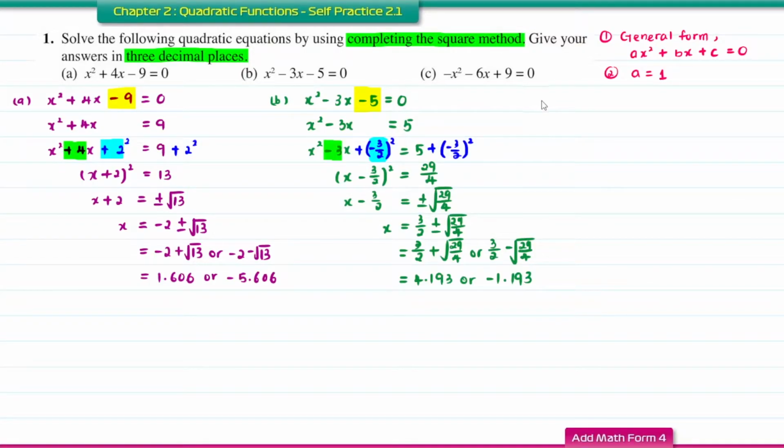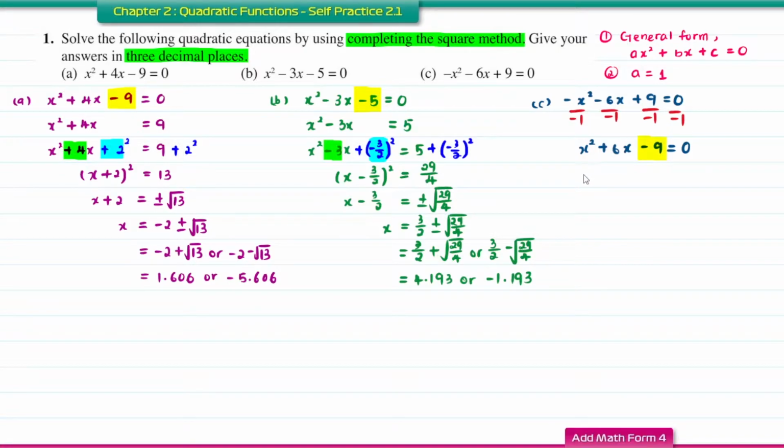Question C. Negative x squared minus 6x plus 9 equal to 0. So this equation is written in general form, but the a is negative 1. Therefore, we are going to divide each of the terms here by negative 1, so that the a of the x squared will become a positive 1. So here you're going to have x squared plus 6x minus 9 equal to 0. Then we can start solving this using the completing the square method.